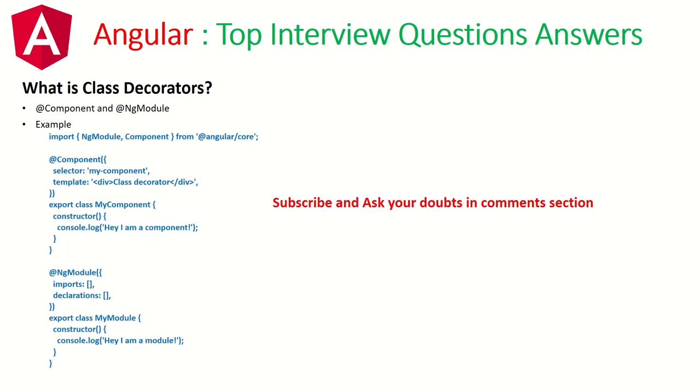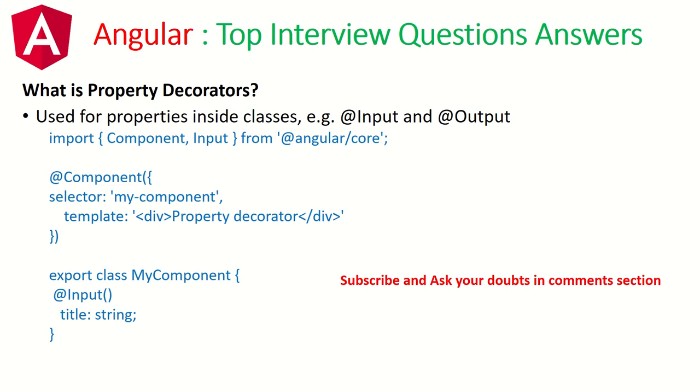So what is a class decorator? Here you can see that we are using something called @Component, @NgModule. These are all class decorators because it's a class which takes parameters. So this is a good example of a class decorator. Whenever you are asked, can you give some example of class decorators, you can always talk about the @Component decorator and the @NgModule decorator.